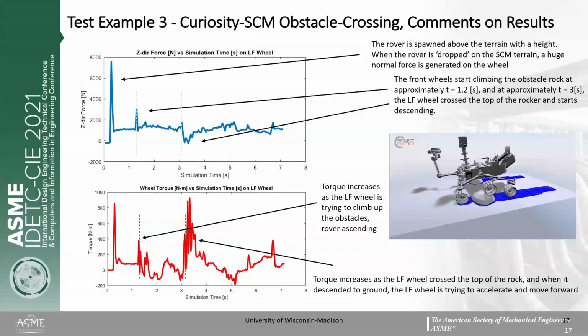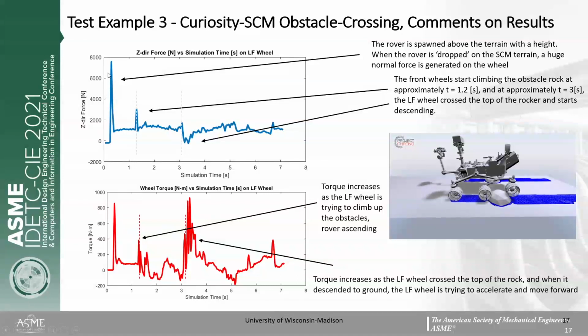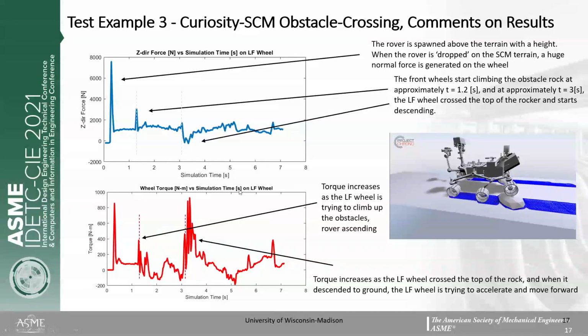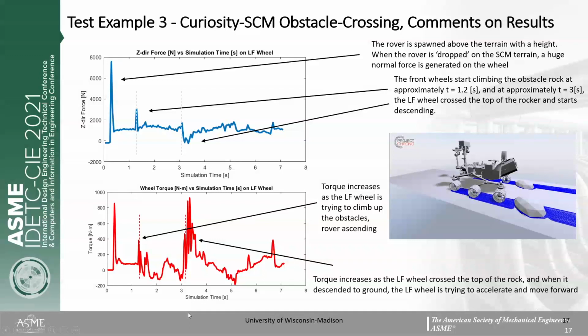These two plots show that at the beginning the rover is dropped, so we see the spike of z force. After we drop the rover, it tries to accelerate at the beginning, and we can see two peaks of z force and torque when the left front wheel first hits the obstacle, and another peak when the left front wheel is on top of the rock, descends to the ground, and tries to accelerate and move forward.